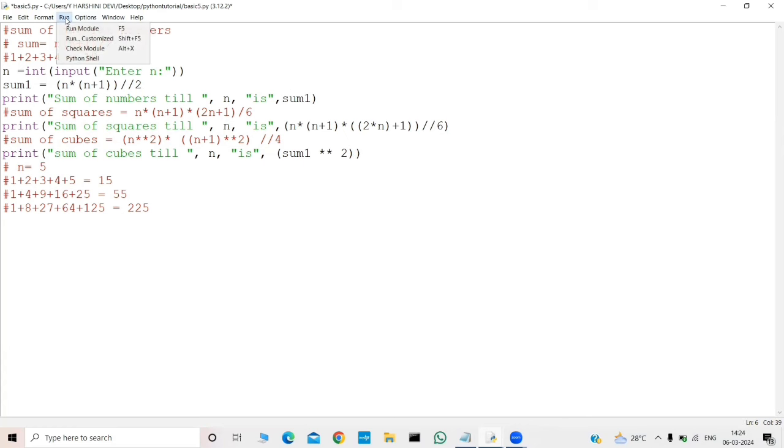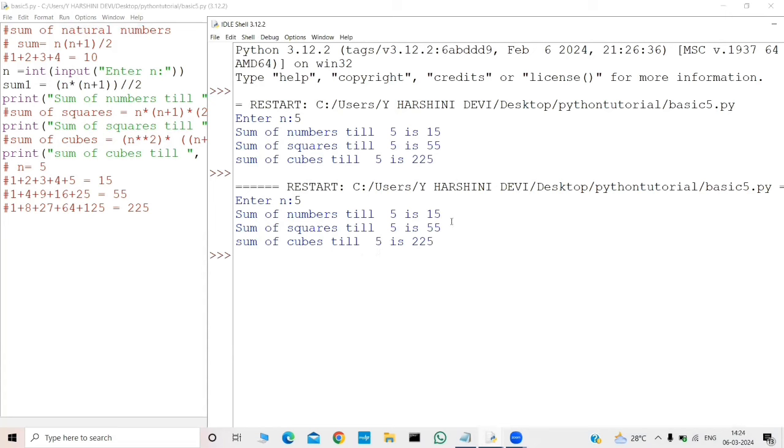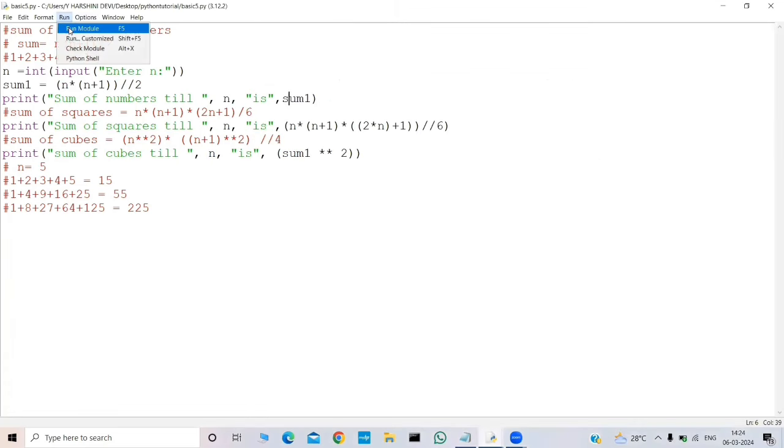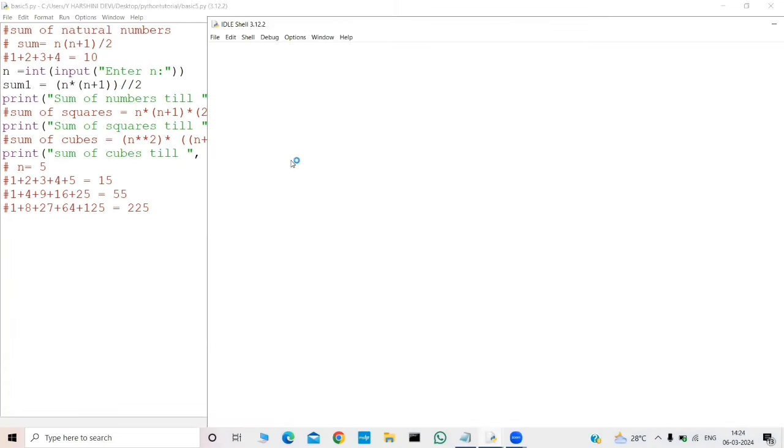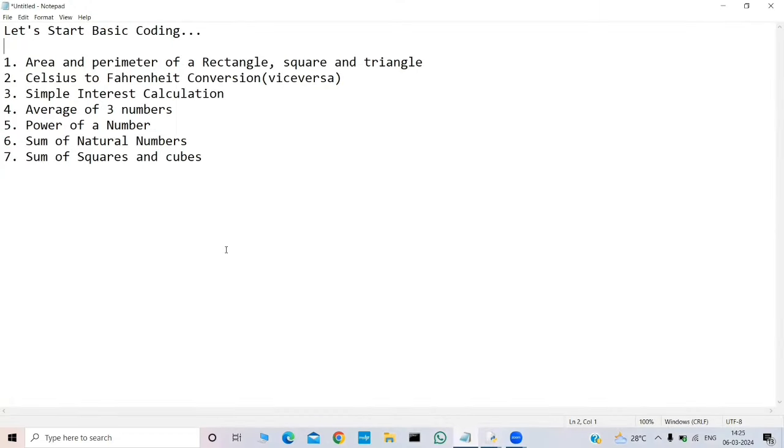Yes. So let me run this program again. This time I will again give 5. So if you see the same result, it was 15, 55, and 225. And let me run this for another input. I will take 6. So it was 21, 91, 441. So this is about the basic coding, guys. I hope you found it interesting, and thank you for watching.